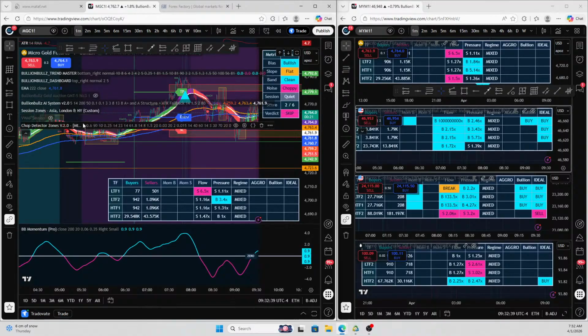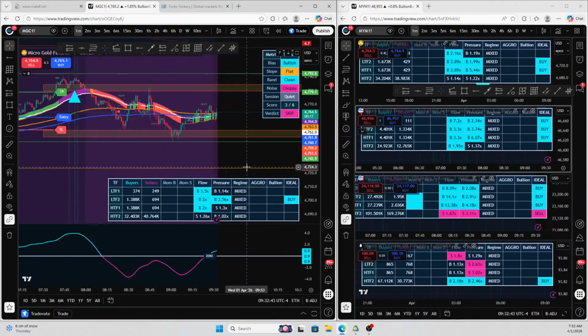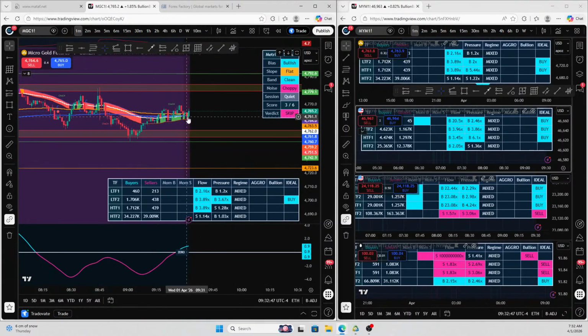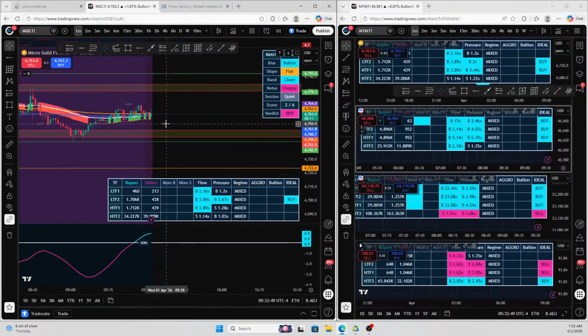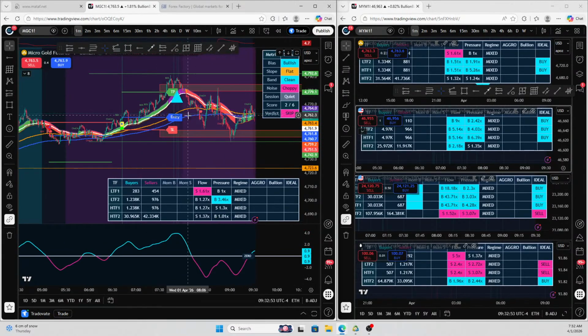For now, I'm just going to turn it off. When we do get a signal, I'm going to turn it on to see how the signal is. But you guys can see here, the market is clearly ranging. There is no clear direction in the market as of right now.